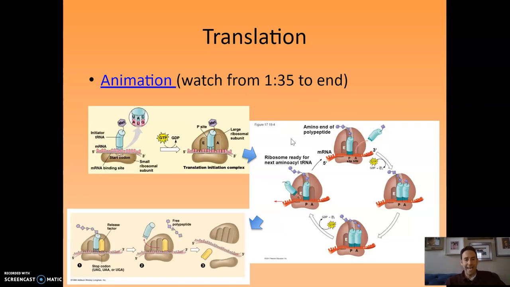So again, this animation, I cannot emphasize enough how helpful that is, but you can see this process and how it takes place with this flow.